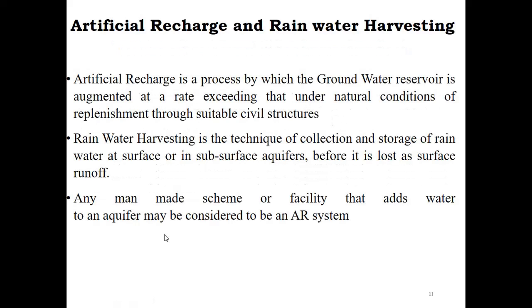Then artificial recharge and rainwater harvesting are the two main answers for this problem, to meet the scarcity or to meet the demand. Artificial recharge is a process by which a groundwater reservoir is augmented at a rate exceeding that under natural conditions of replenishment through suitable civil structures. Rainwater harvesting is the technique of collection and storage of rainwater at surface or in subsurface aquifers before it is lost as surface runoff. So any man-made scheme or facility that adds water to an aquifer may be considered an artificial recharge system.